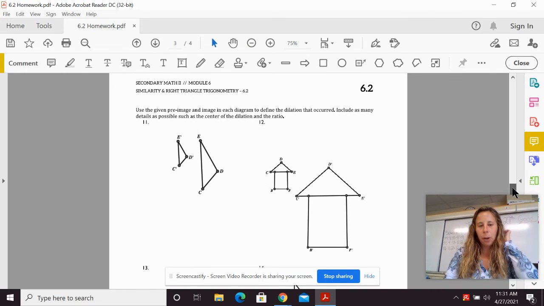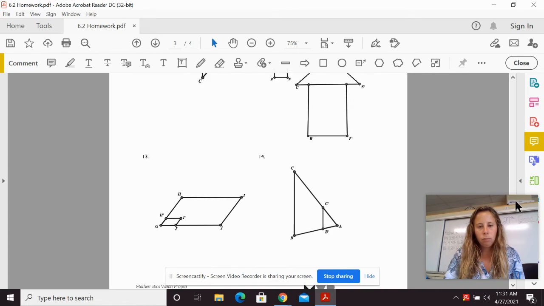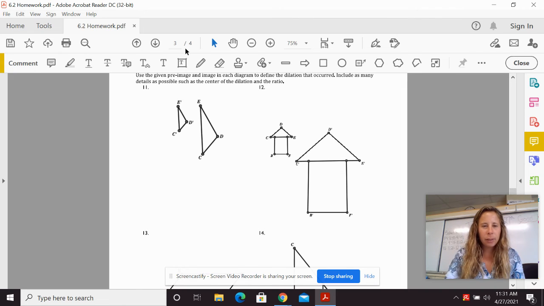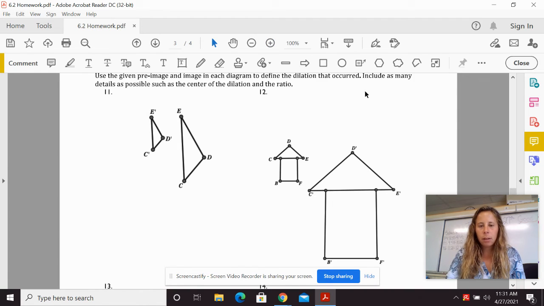Now you're given the image, so you have to find the center of dilation and the ratio. So we'll do the little house. All right, so to find the center of dilation, you're going to connect your pre-image to your image using all the vertices. So like D to D prime. I don't know how far out I'm going to have to go. Extend the line. E prime to E. Oh, there we go.